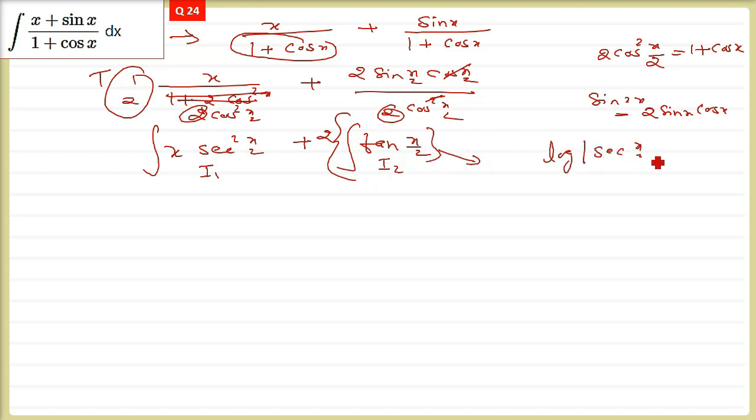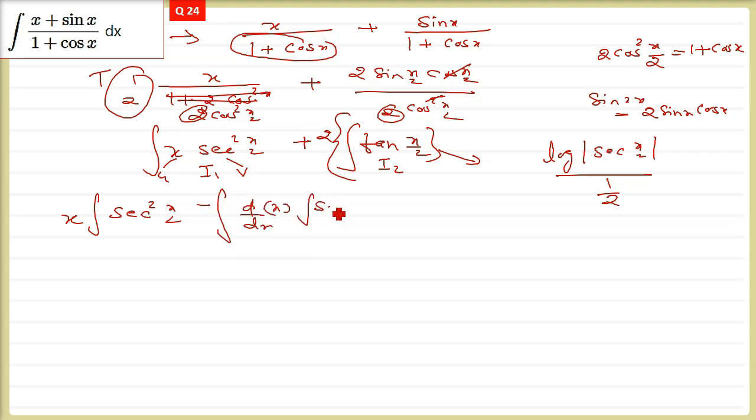Let me write the direct result, which is log modulus of sec x by 2. And then because we are doing integration, the first part has to be integrated and the inner part has to be differentiated and kept in the denominator. So half is in the denominator. This we will use the formula again, x sec square x by 2. X first, then integration of sec square x by 2. We are taking u and v as the first function and second function. d by dx of x, then integration of sec square x by 2, and then the dx.